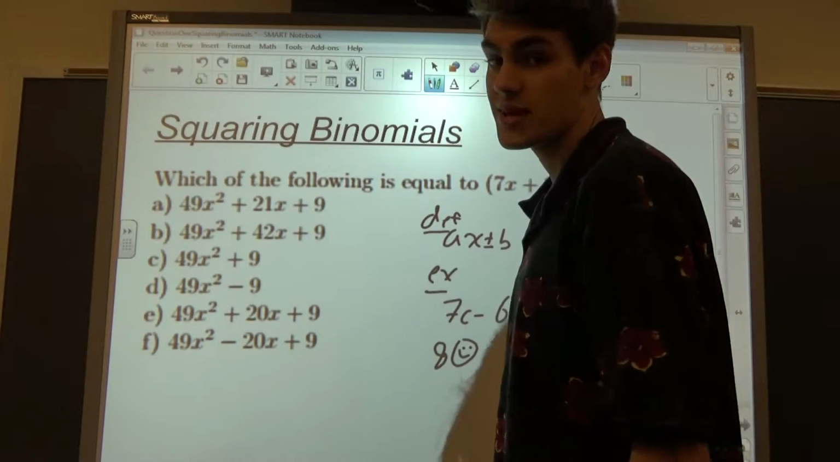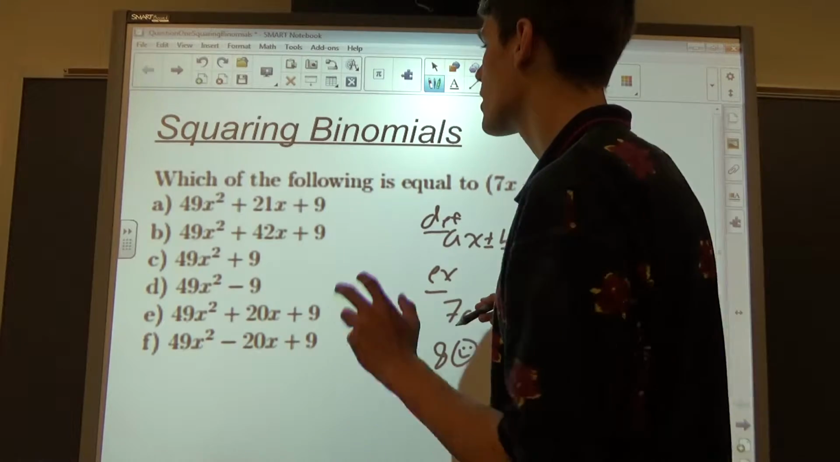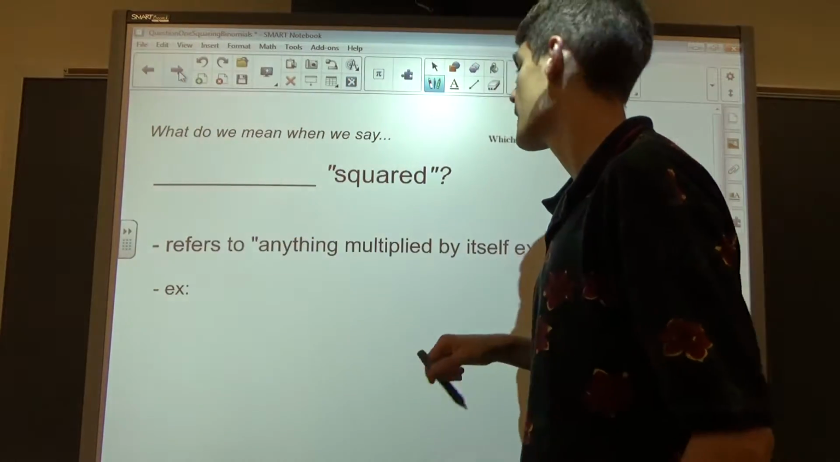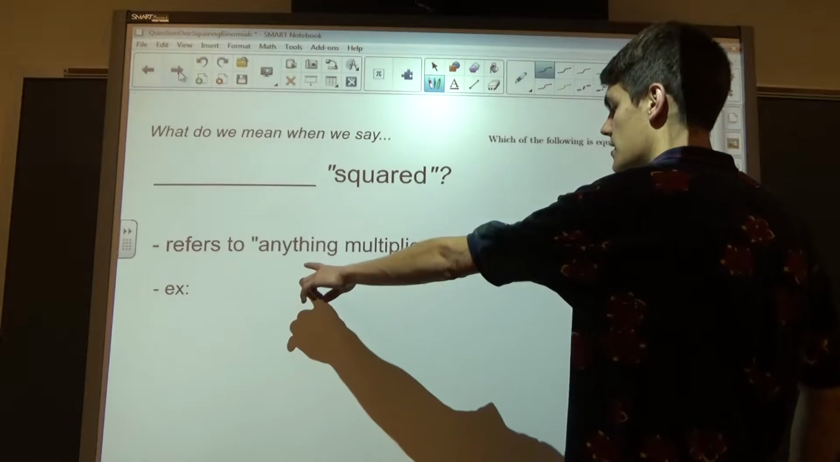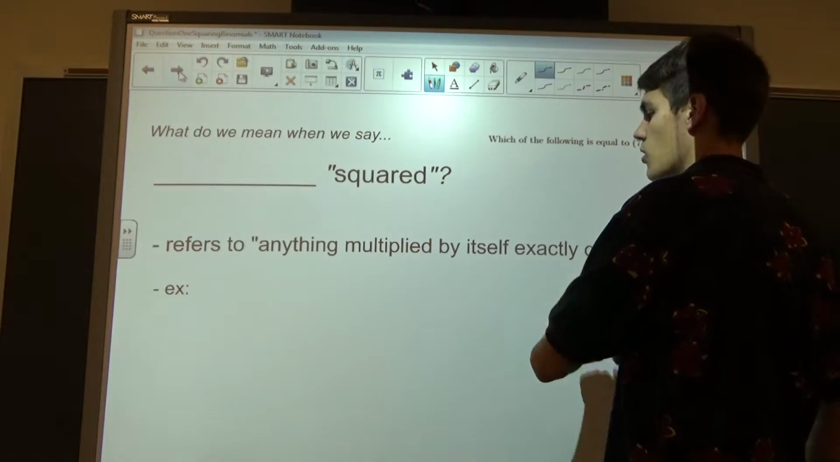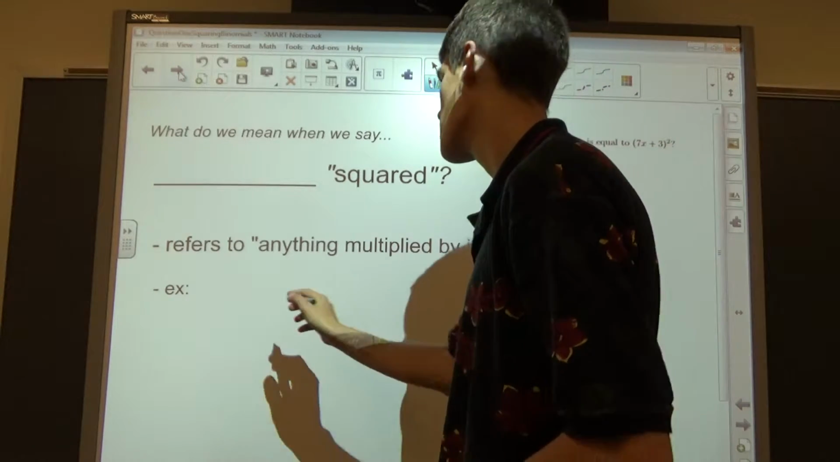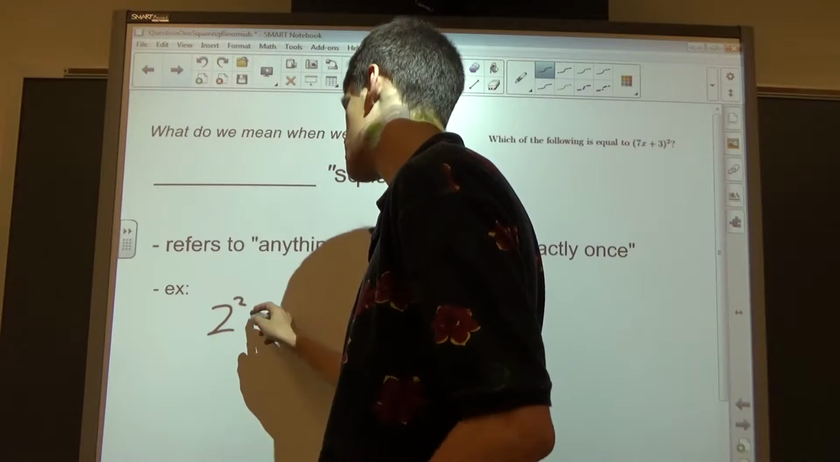What is more interesting, and what this video is about, is the little 2 here, the squaring part of squaring binomials. So what do we mean when we say something squared? It's anything multiplied by itself exactly once. You take a thing and multiply it by itself, and we denote that by a little 2 above.